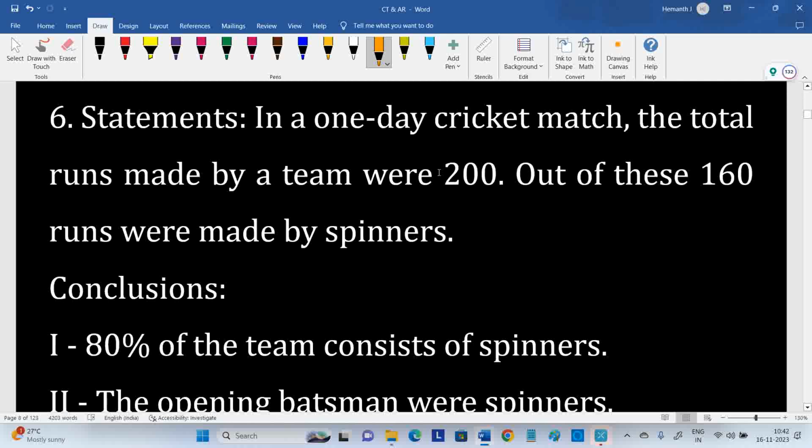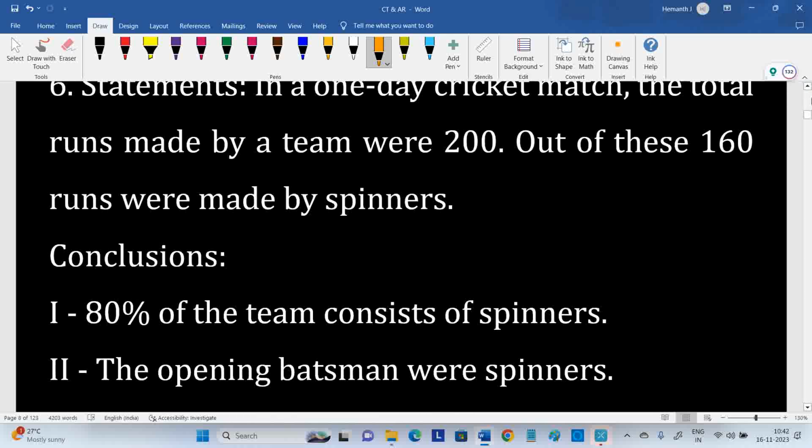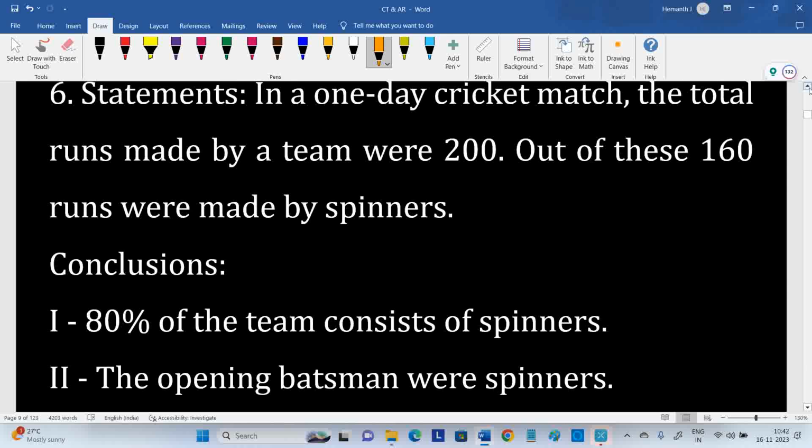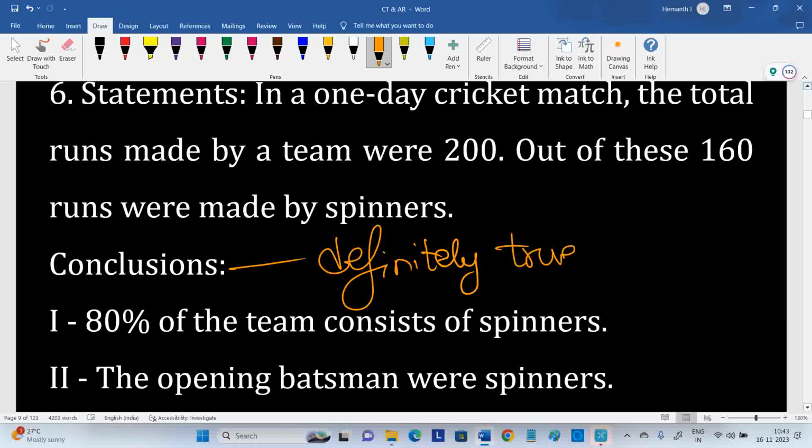Next again, statements and conclusions, and as cricket fever is in and around, you people can see a question related to this that was given in Accenture. You can find this question on the same website. In a one-day cricket match, the total runs made by a team were 200. As per yesterday's match, we need to change it for 400. Out of this, 160 runs were made by spinners. Now, which conclusion is correct? Keep in mind, for those who did not attend the previous sessions, conclusion means definitely true, must be true. Doubtful cases are not conclusions.